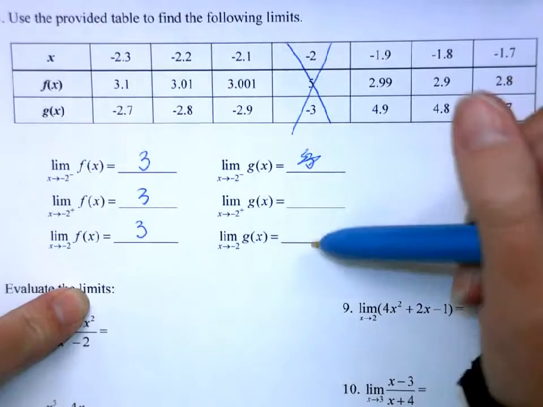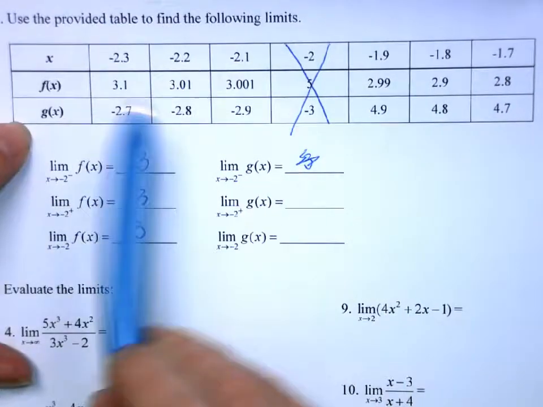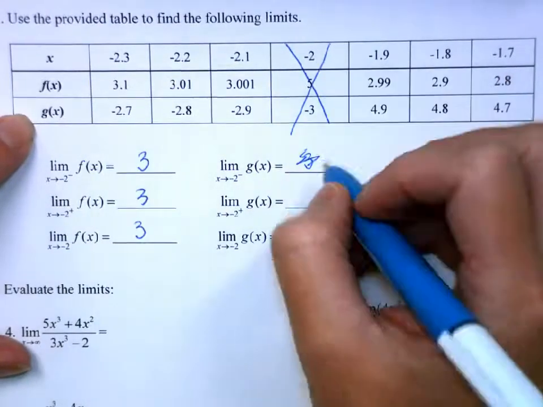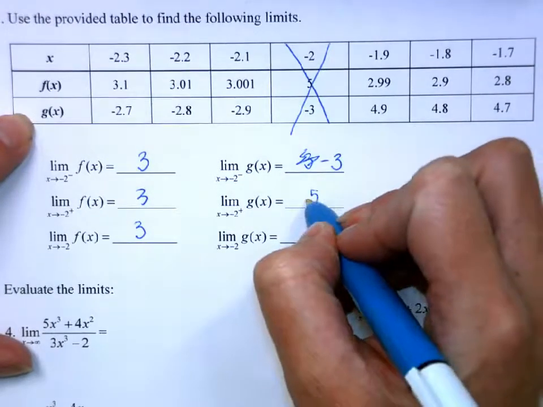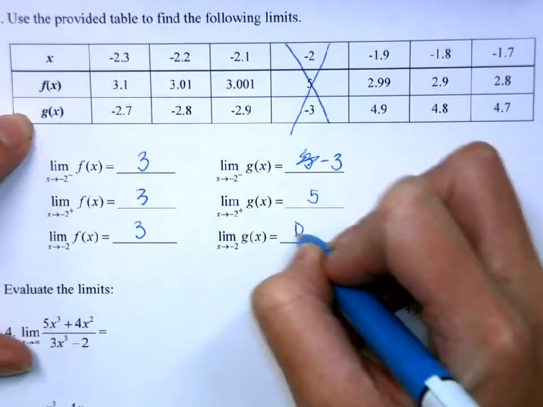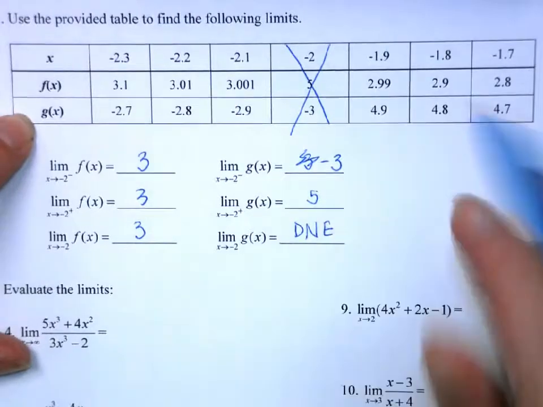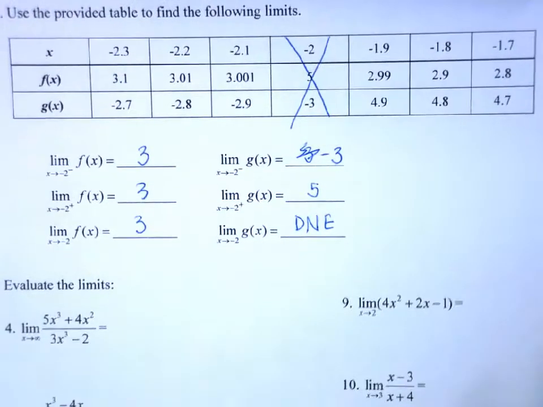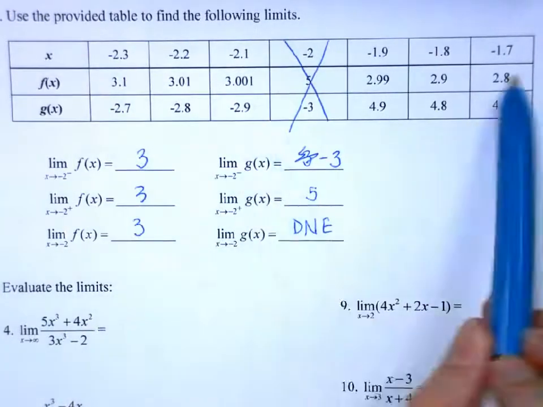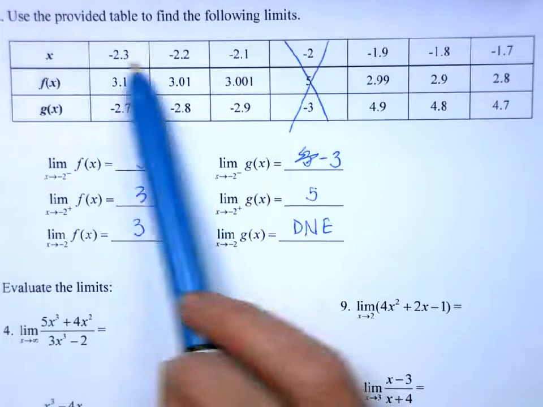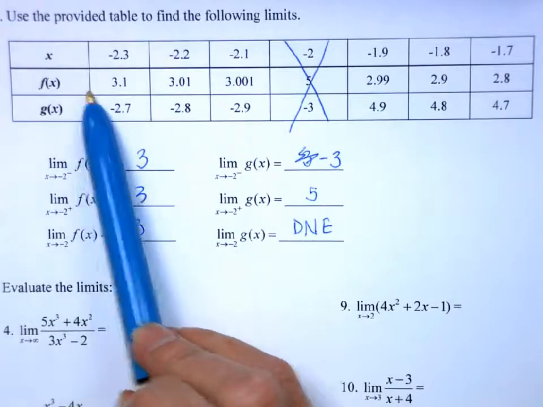As we approach 2 on g of x, these are going to negative 3. These look like they're approaching 5. Since they are not the same, does not exist. Now be really careful. A common mistake on the test is to look at the x's and not the y values. So we're interested in, as x goes to negative 2, what's happening down here.